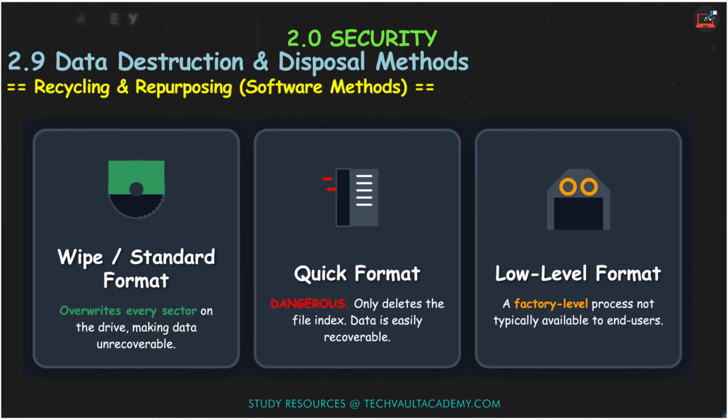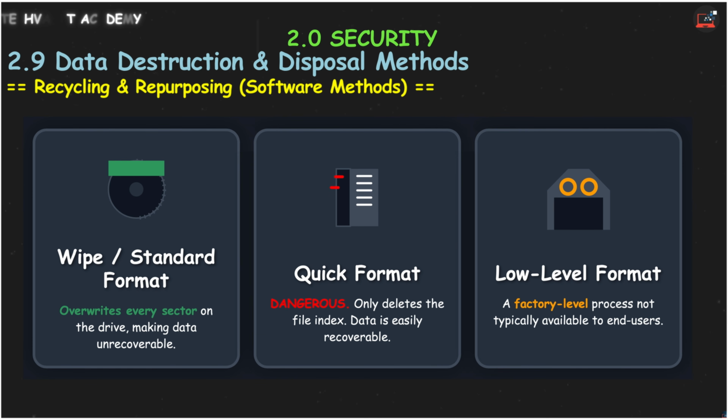A standard format, on the other hand, is like going to every single shelf and shredding every page of every book before installing a new card catalog. It overwrites every sector, securely erasing the data so the drive can be safely reused. Low-level formatting is even more thorough, but that's a process usually only done at the factory.